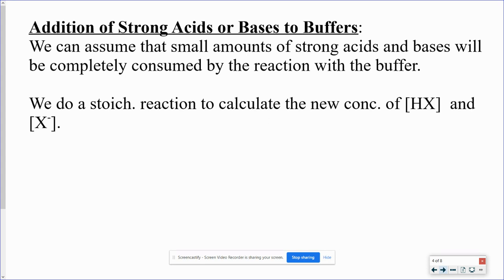And when adding the strong acid or strong base to buffers, we're assuming that that small amount is going to be completely consumed by the reaction with the buffer. And then we can do a calculation. We can calculate the new concentration of acid and base. And as long as they haven't changed too much, again, that H3O plus won't change much and the pH won't change much.